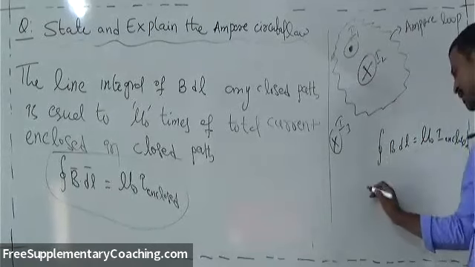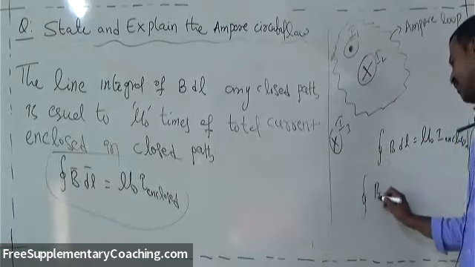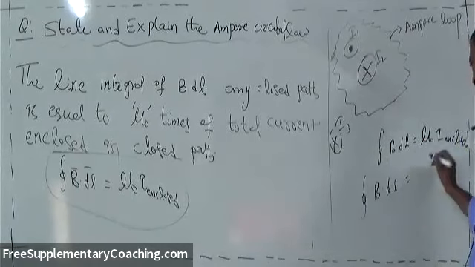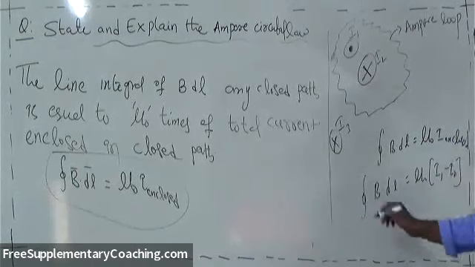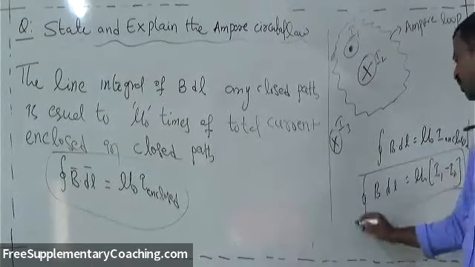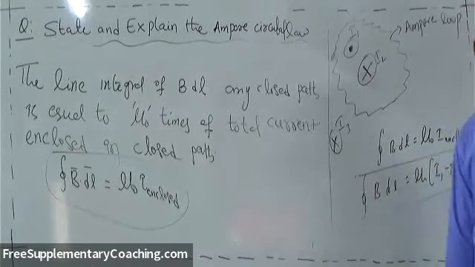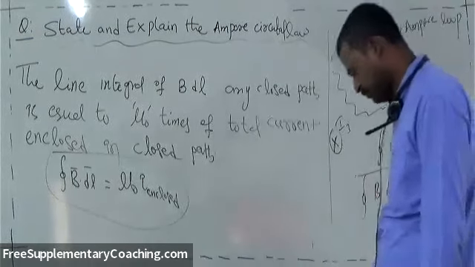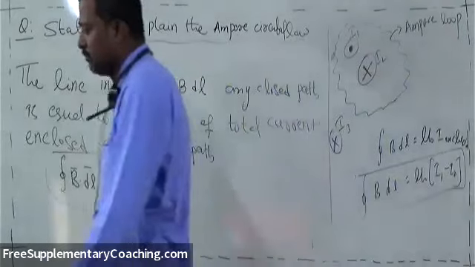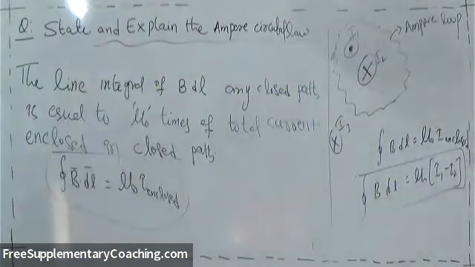तो इसमें ऐसे लिख सकते हैं हम, integration of B dot dl is equal to mu naught into I1 पॉजिटिव लिया, so I2 नेगेटिव हो जाएगा, और I3 नहीं लेना है क्योंकि वो outside of the loop है, it's outside of the loop.